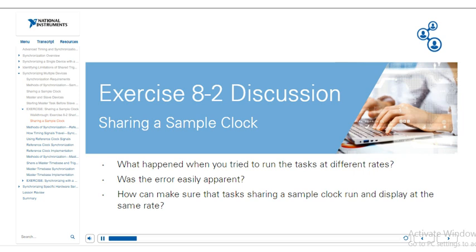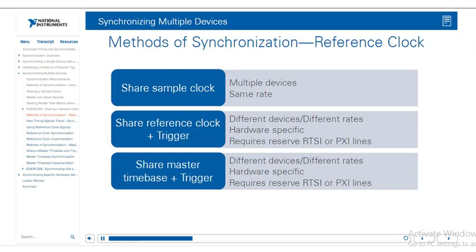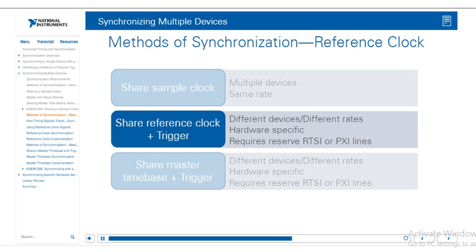In this exercise, you modified a simultaneous start VI from a previous exercise so that the tasks shared a sample clock. By sharing a clock and using a hardware trigger, you synchronized the analog output and analog input. We just did an exercise on sharing a sample clock, so now let's compare sharing a reference clock instead.